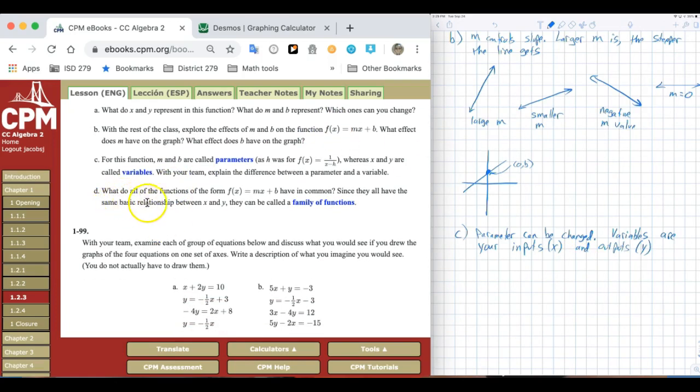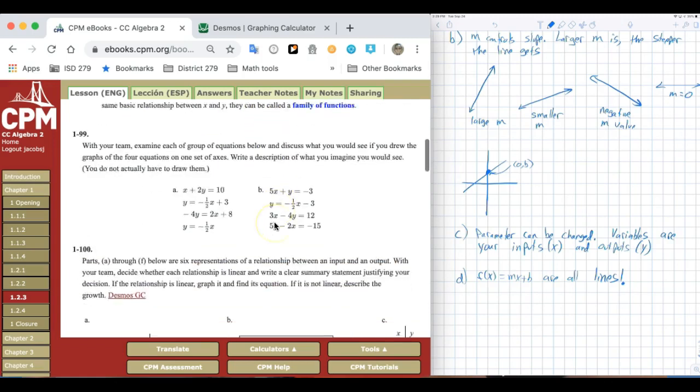Part D says, what do all the functions of the form mx plus b have in common? Since they all have the same basic relationship between x and y, they are called a family of functions. So what do they all have in common? Well, they're f of x equals mx plus b. They are all lines. They're linear functions. So the graph is always a line.